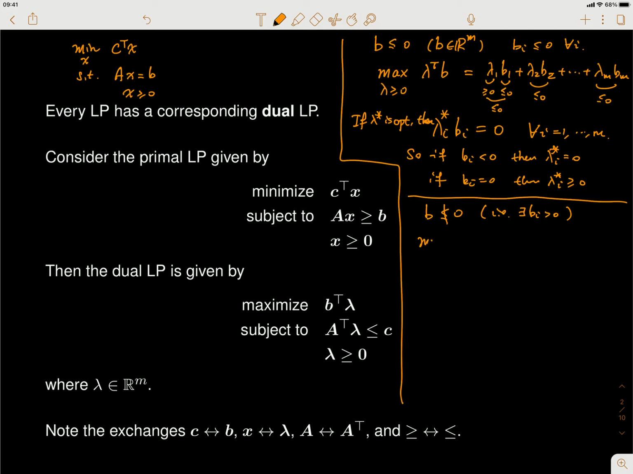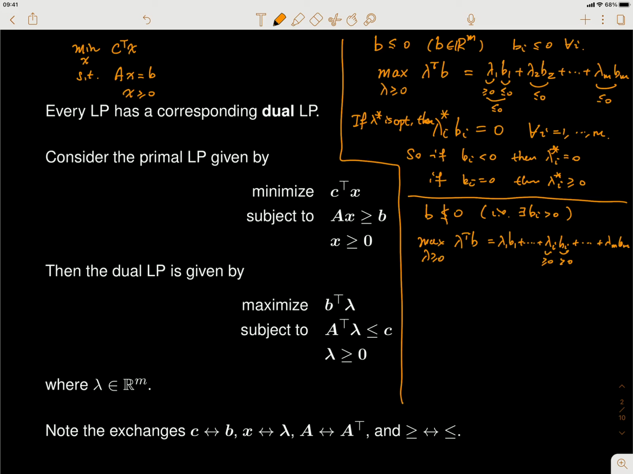Then let's consider the same problem of maximizing this, with lambda greater than or equal to 0. It's the same inner product of lambda and b, which is lambda 1 b1 plus lambda i bi plus lambda m bm. Now bi is positive. Lambda i, as long as it is greater than or equal to 0, is fine. And now I'm trying to maximize this.